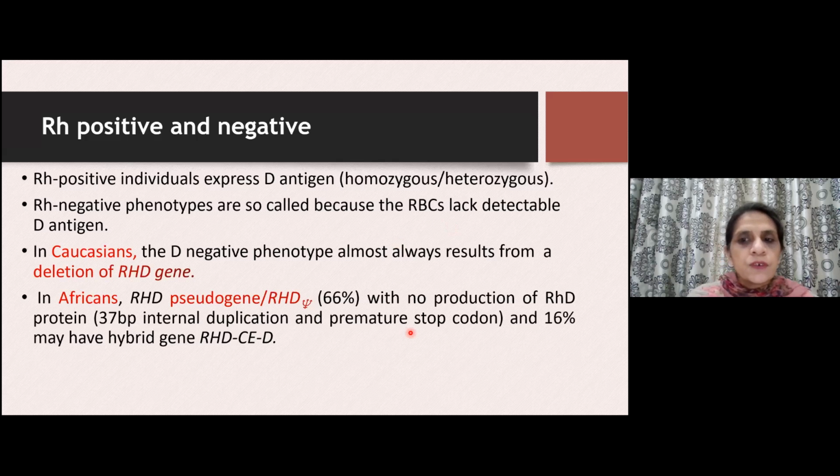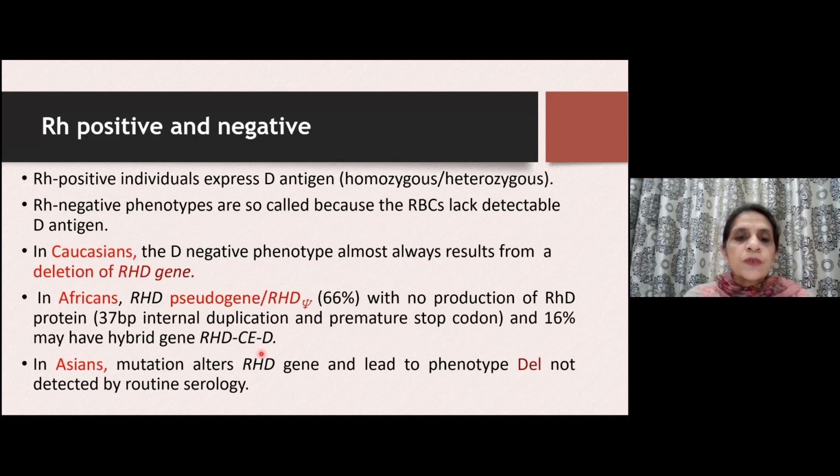And 16% of Africans may also have hybrid genes leading to D variants, which are very common in the African population. In Asians, besides the conventional deletion, there is a mutation which alters the RHD gene leading to the Del phenotype, which is not detected by routine serology, and this phenotype is common in Asians.